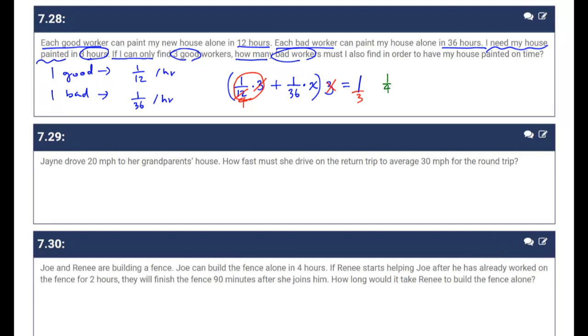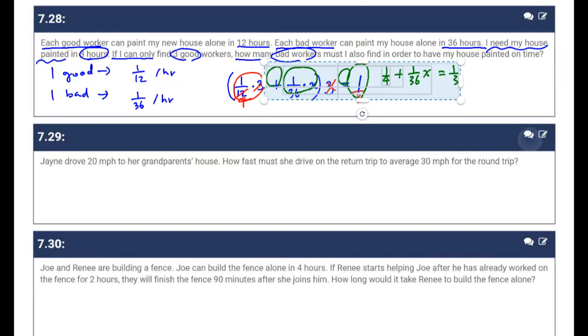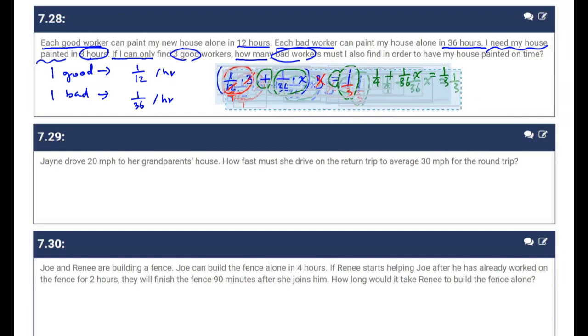1/4 plus 1/36x equals 1/3. Okay, that's not too bad, because let me move this a little bit right here. Oops. Okay, one more time. All right, that's better.